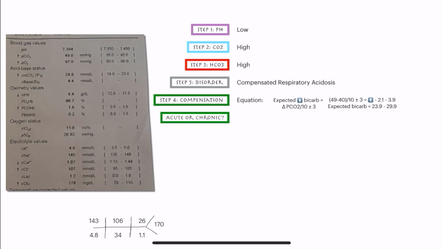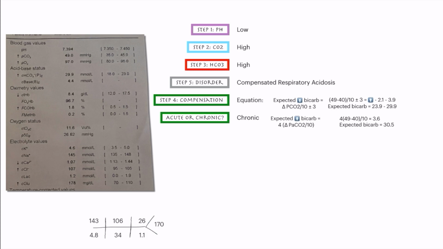If it's chronic, I'm going to go ahead and give it away. We expect it's going to be a factor of 4 times that. We anticipate a bicarb level of 30.5, and they are well above that. So they're doing what they need to do.